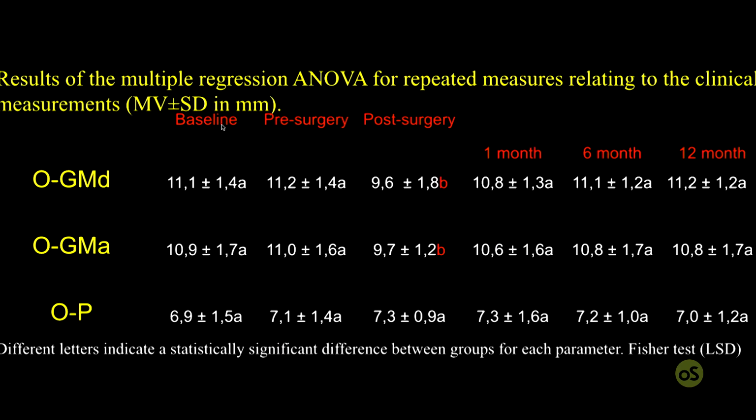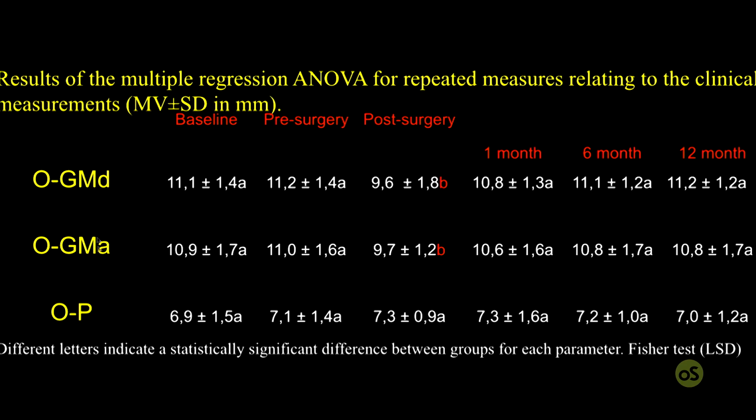And if you compare the baseline, remember the baseline is the time of the first visit, with 12 months after the surgery, you have exactly the same numbers. 11.1, 11.2, 10.9, 10.8, 6.9, 7.0. So exactly the same. What does it mean? That we were able to maintain the soft tissue position we met at the time of the first visit exactly the same 1 year after the surgery. It means that gingival recession was 0.